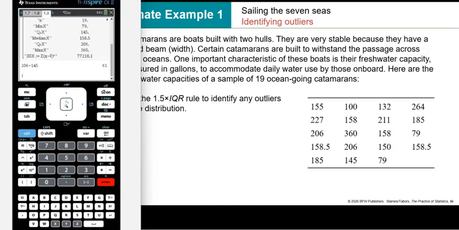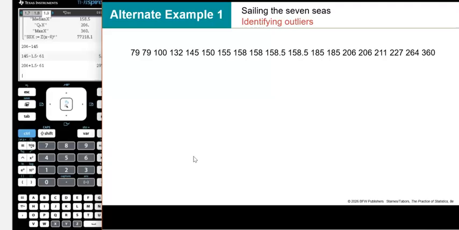So the lower fence is going to be our Q1 minus 1.5 times the IQR, 61. The upper fence is going to be Q3, which I think is 206, plus 1.5 times 61, which is our IQR. So I think those are the lower and upper fences. If we have any values smaller than 53.5, which we don't, that would be an outlier. Or anything bigger than 297.5. Let's see, 360 is definitely an outlier, right? It's bigger than our upper fence.